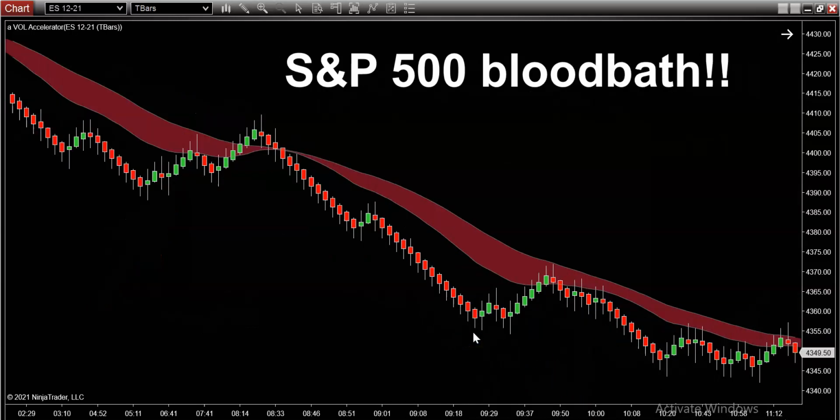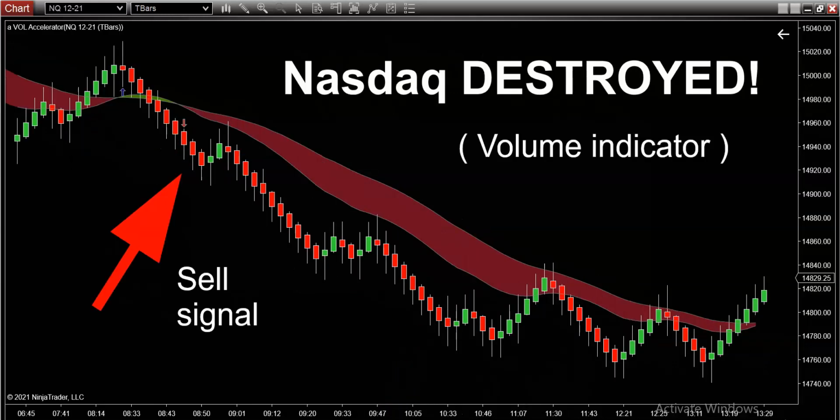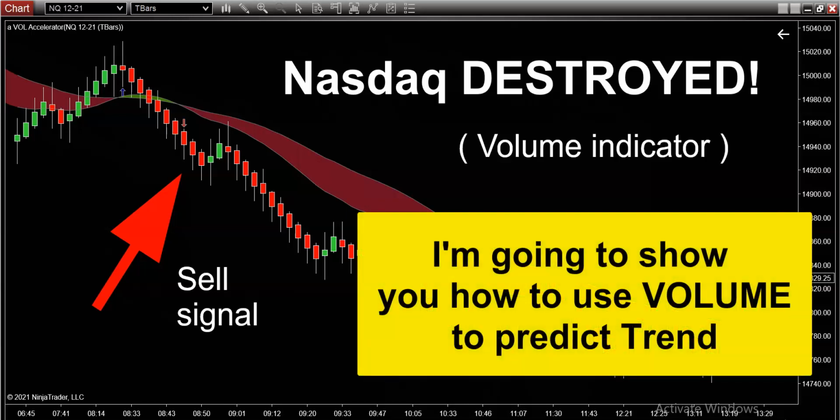And don't worry, for you S&P lovers, I am also going to show you the S&P 500. It was an absolute bloodbath in the S&P 500 as well. All right? But the NASDAQ is traditionally more volatile. It has a history of giving traders very, very good moves. You just have to recognize and learn how to harness the power of those moves, okay?